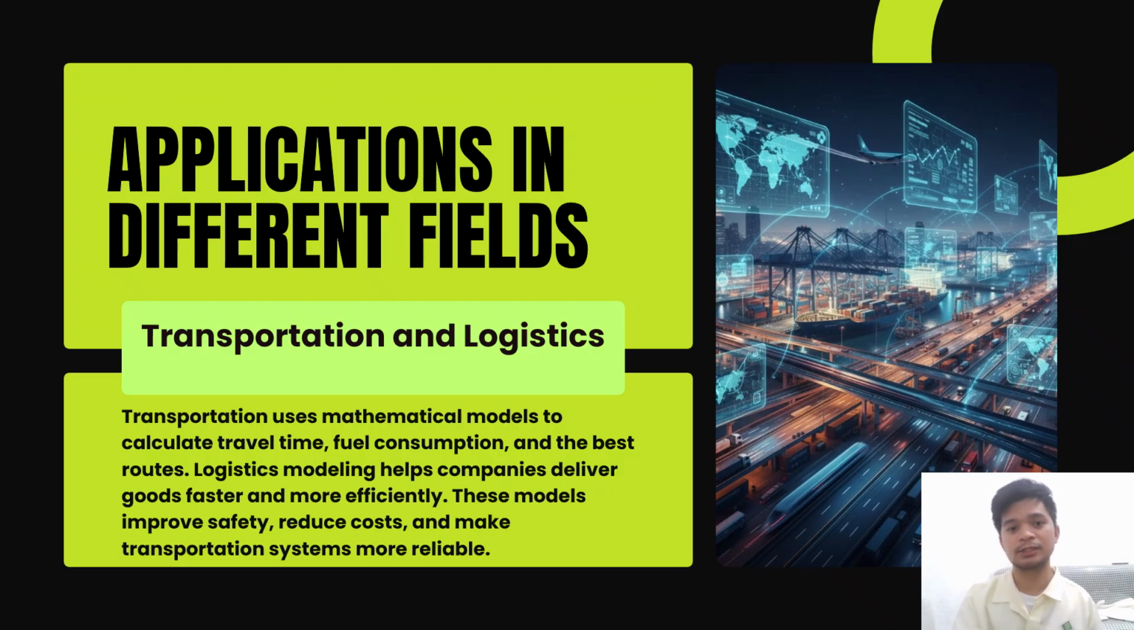The best example of this is route optimization for deliveries. Delivery companies like LBC or Grab use mathematical models to find the fastest, cheapest route to deliver packages. The model considers traffic, distance, and fuel costs. This reduces delays and saves money.